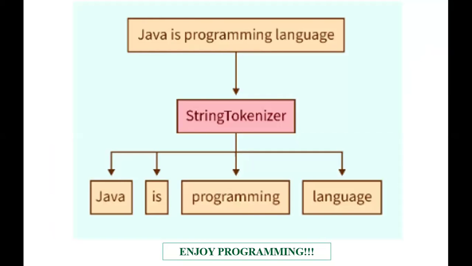Here is an insight into what string tokenization is. So here I have taken an example: "Java is programming language". When we pass this into the string tokenizer class and apply certain built-in methods over this text, the tokens generated are Java, is, programming, language. So we will have these four tokens, Java, is, programming, language, separately. This concept is called string tokenization.